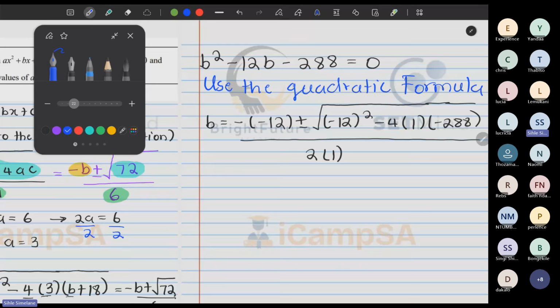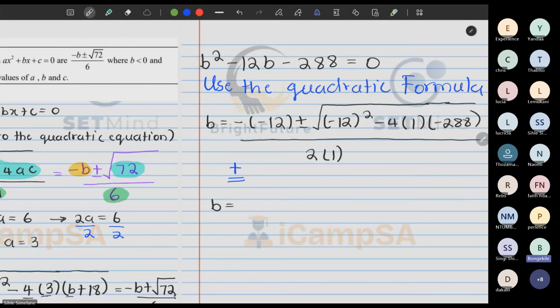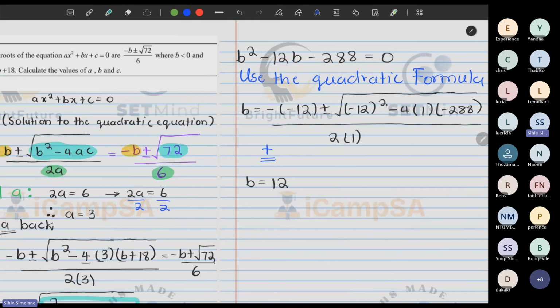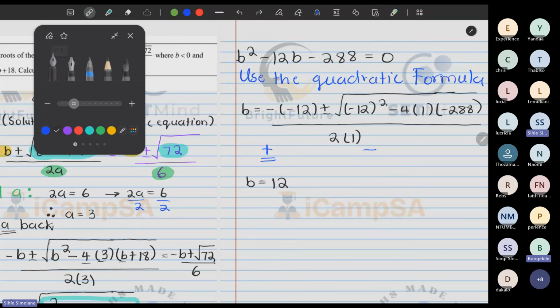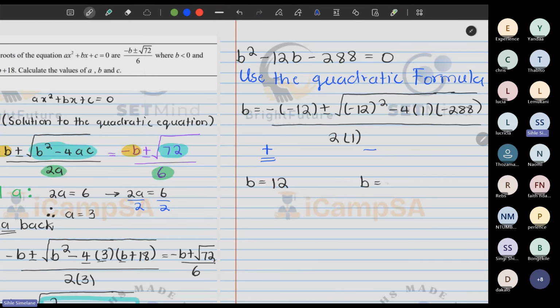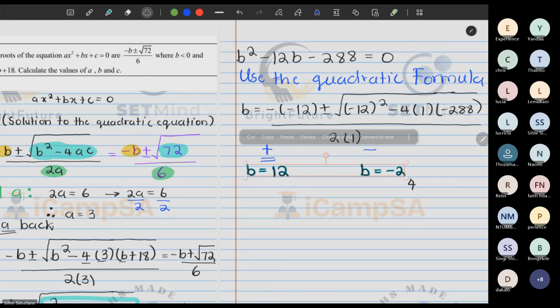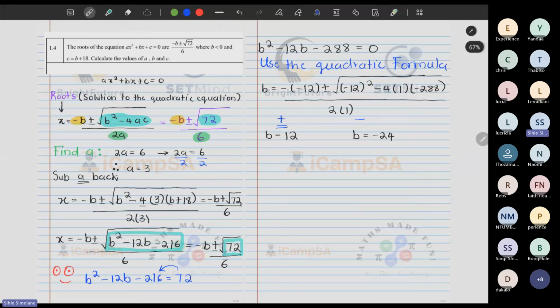So I need you guys to give me the answer for the plus sign. What is b? So 12. So b is 12. I need someone else to give me the answer for the minus sign. What is it? Negative 24. b is negative 24. Okay, there we go, guys. That's our b values. So now we have our b, and we can now calculate our c.